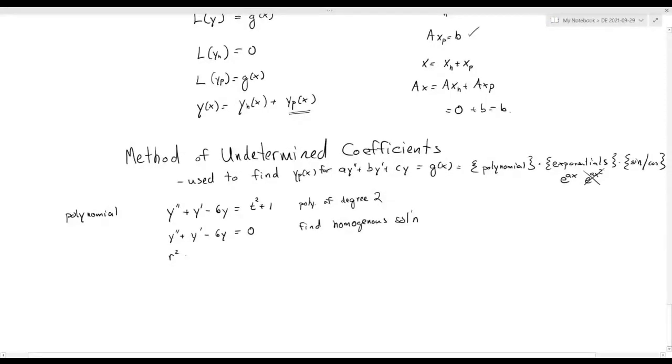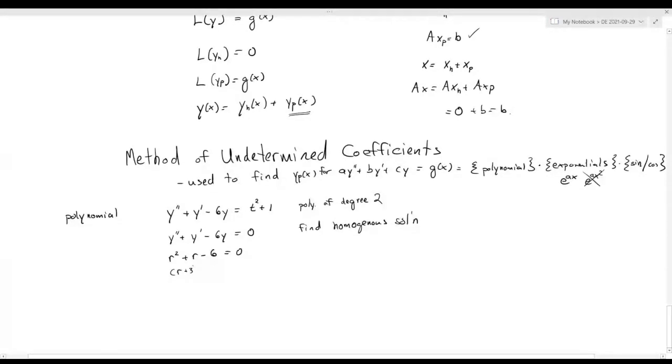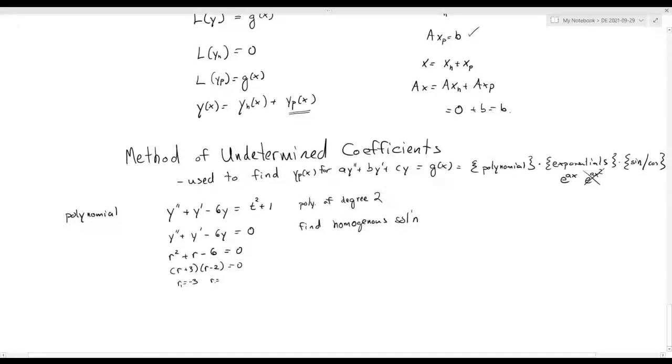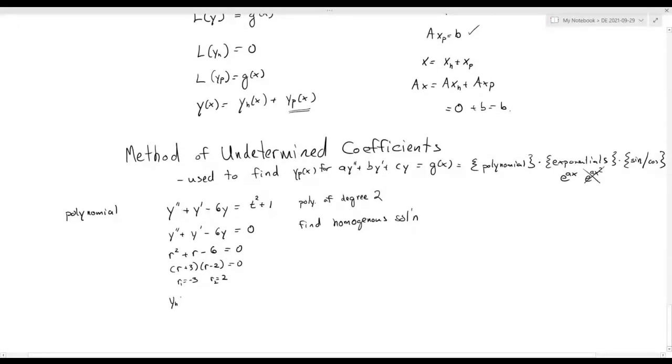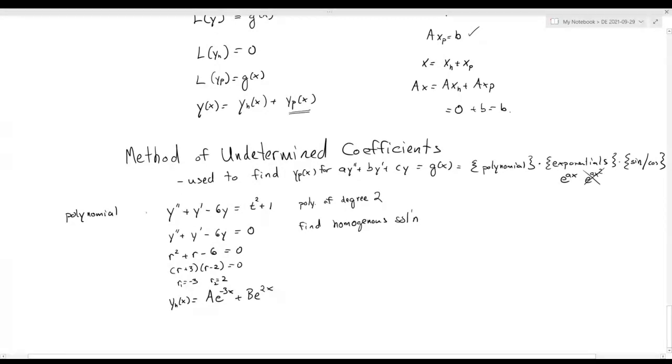So I'm going to write down the characteristic polynomial. Here we can factor. So r is either -3 or 2. So our homogeneous solution here is some combination of these exponentials using our roots. So now we're in the business of finding a particular solution to the original.